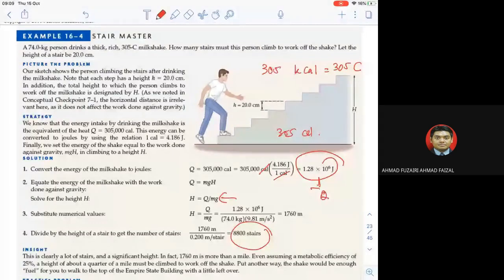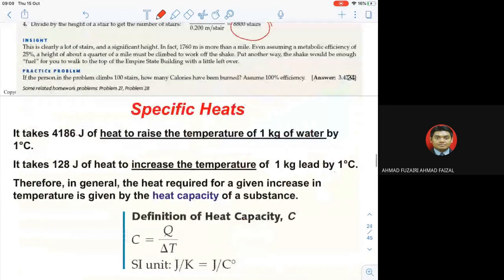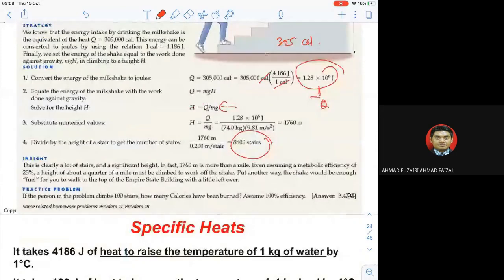Because he needs to climb 1,760 meters. So how to climb 1,760 meters? He should climb 8,800 stairs, a very big number. It's very good for understanding the concepts of calorie and kilo.